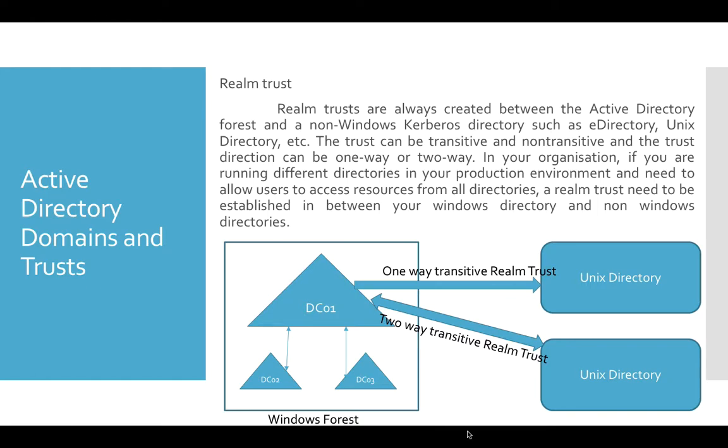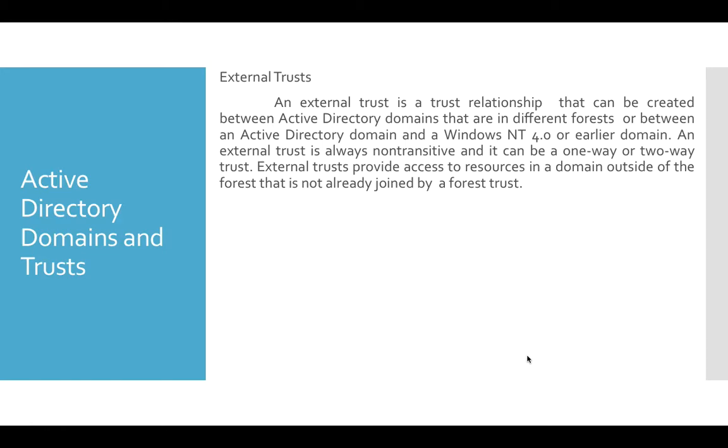Here you can see this is 01, this is 02, this is 03. All those domain controllers are inside this Windows forest, and these two Unix directories are located in your environment. To access resources for the users, you can make a one-way transitive realm trust and also a two-way transitive realm trust. Okay, so our next trust is external trust.